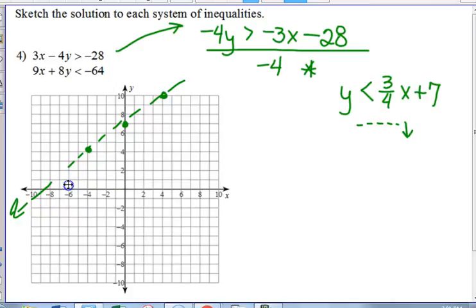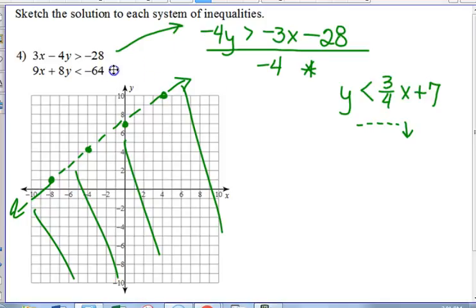Yeah, I don't think I did that one right. We're supposed to be going down 3 and over 4, right? Is that right? All right, and shading this way. So all the points over here work.